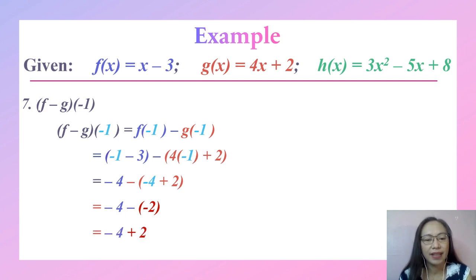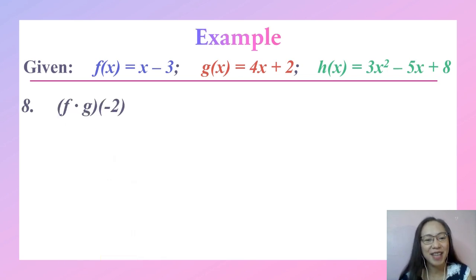Okay, and then negative 4, we bring down again. Negative of negative 2 becomes positive 2. And applying the operation, we have negative 4 plus 2, we have negative 2. For our final answer, we have f minus g of negative 1 equals negative 2.